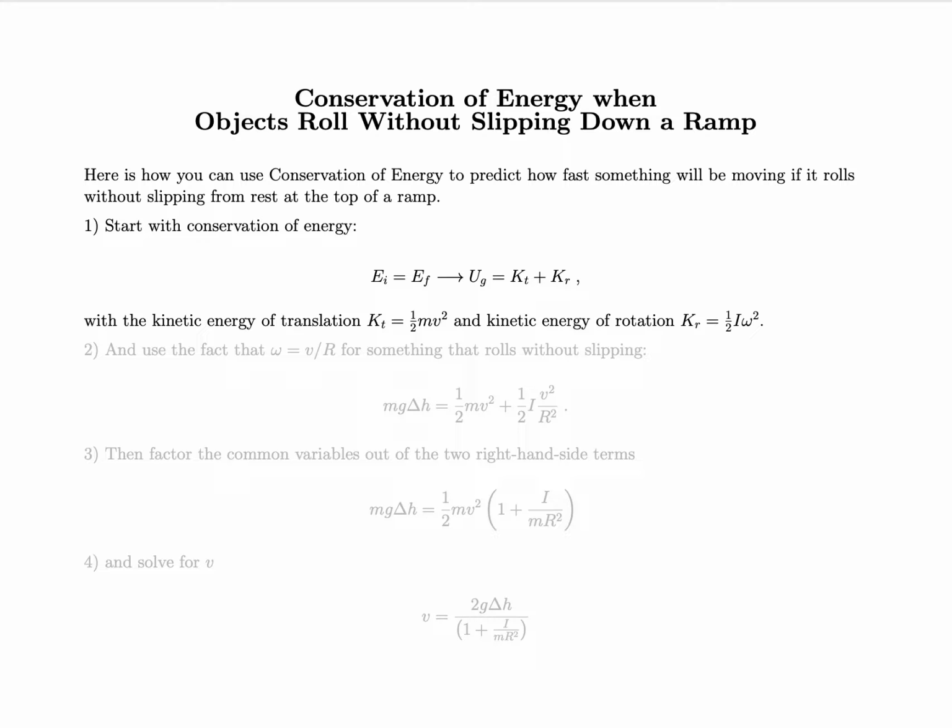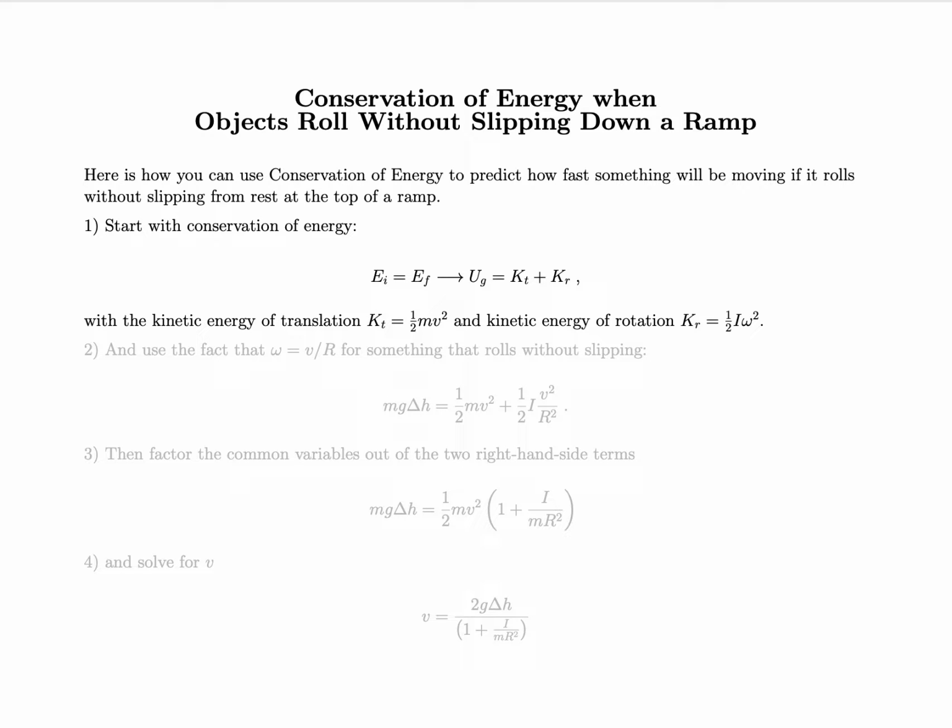The work done by friction, the non-conservative work done by friction, is essentially zero. So at the top of the ramp, the object's energy is all gravitational potential energy. And at the bottom of the ramp, the object's energy is all kinetic energy. But when an object rolls, part of the kinetic energy is the usual translational kinetic energy because the object is moving. But part of the kinetic energy is tied up in the object's rotation. That's the kinetic energy of rotation.